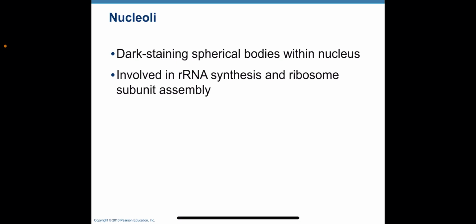The nucleoli is typically a dark, stainy, and spherical body within the nucleus. This is mostly involved in RNA synthesis and ribosome subunit assembly. So we're going to see them make that RNA as well as assemble those ribosome subunits.